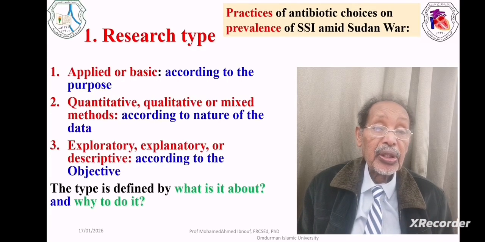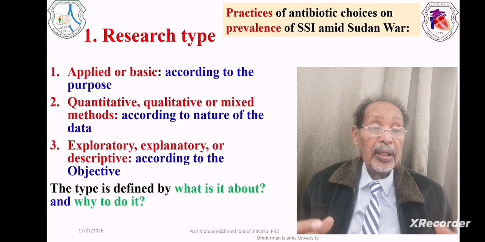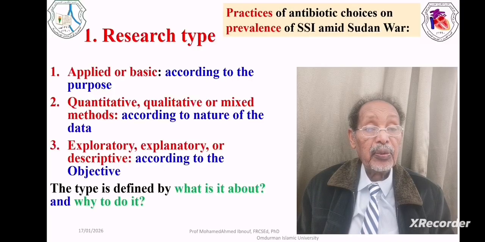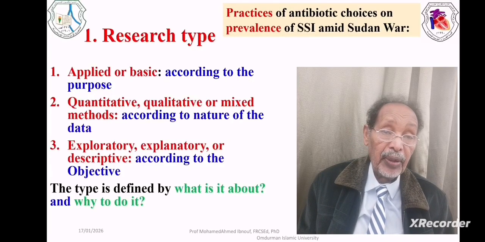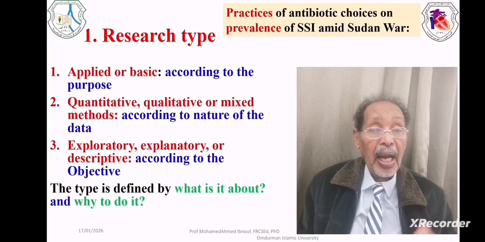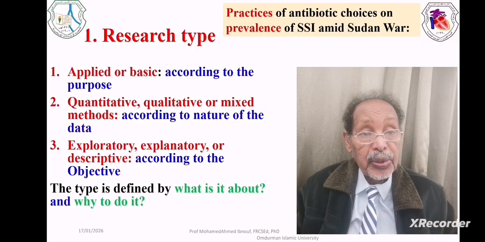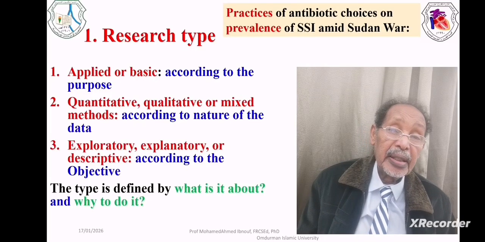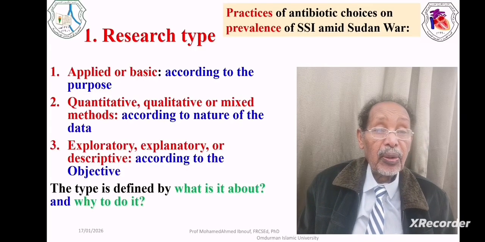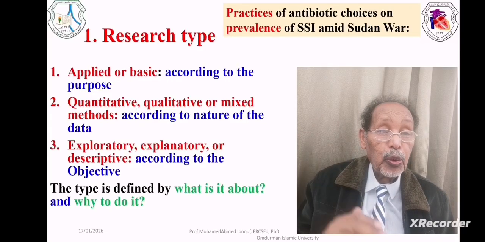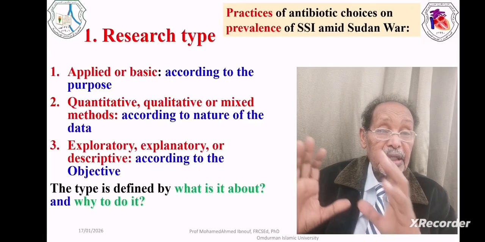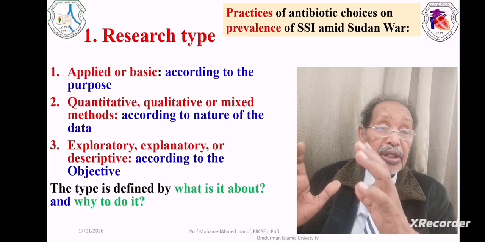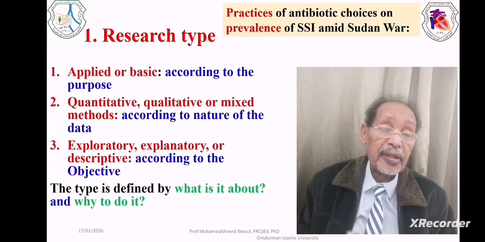If we introduce the impact of the war on these issues, then it will become novel, if you remember the eponym FINER. And it is an applied research because it solves a real problem. But what type of data is this research? Practices of antibiotic choice seems to have two limbs in the research. The first part is speaking about practices. How are antibiotics being prescribed by clinicians?